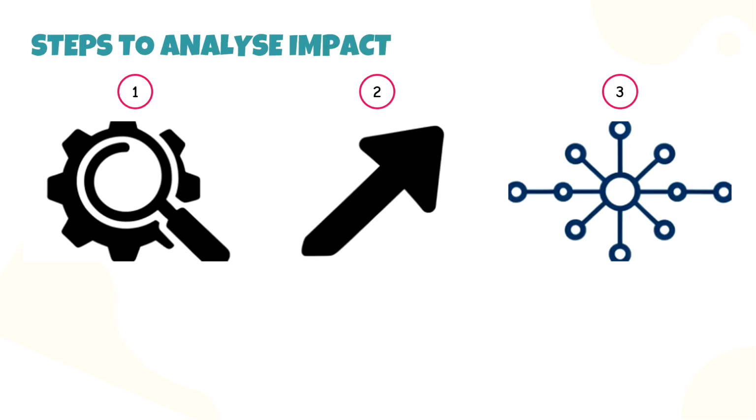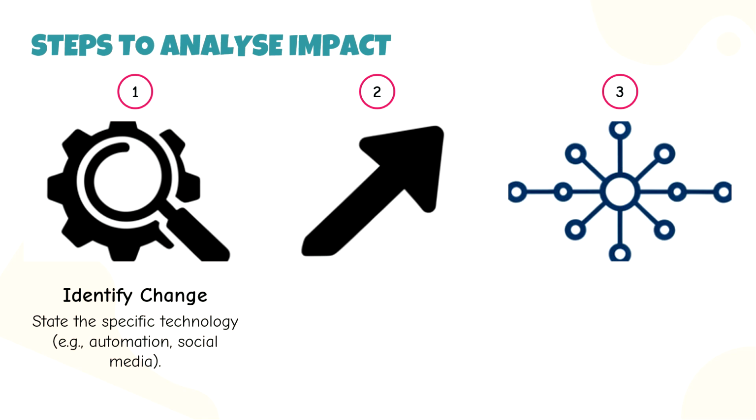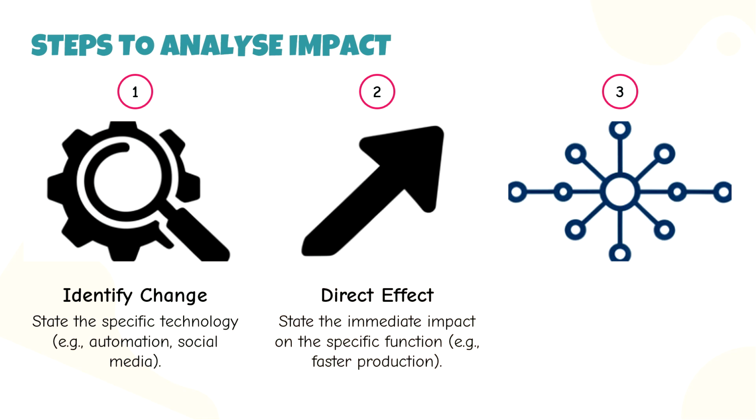Now, what sort of steps can we use to analyze the impact in the business? First, you need to identify change. You need to state the specific technology, such as, is it automation or social media? And then you need to state the impact on the specific function. So for example, what sort of function is it affecting? So if you identify the change as automation, how is it affecting and which function is it affecting?